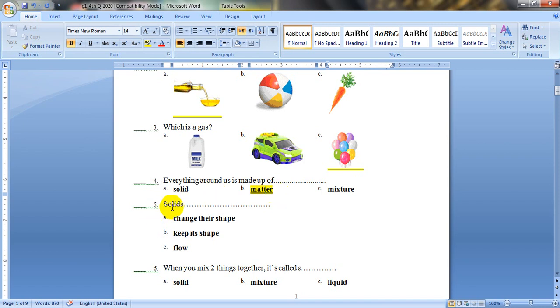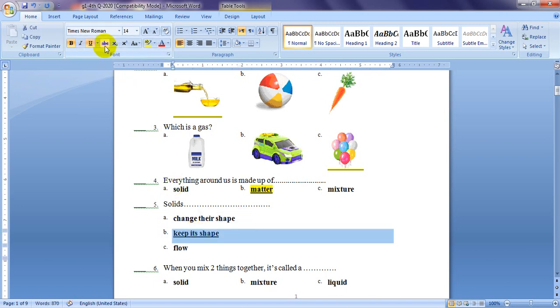Now number 5. Solids change their shape, keep its shape, or flow. Do you remember solids? A solid matter has its own shape, like your pencil. When you put it inside your pencil case or inside your bag, up on your desk, or even in your pocket, the shape of the pencil will not change because it is solid and it keeps its shape. So the answer will be letter B, solids keep its shape.